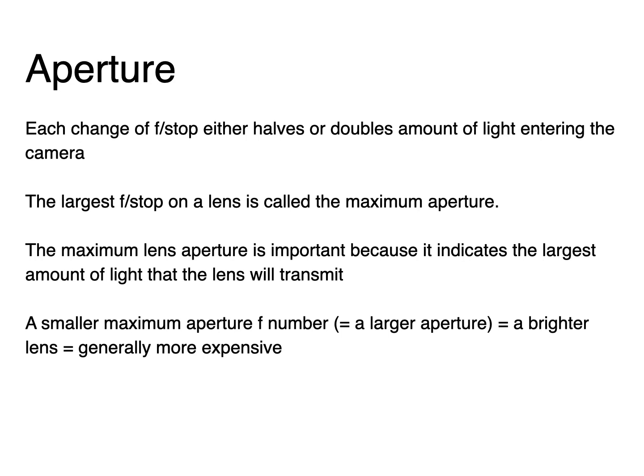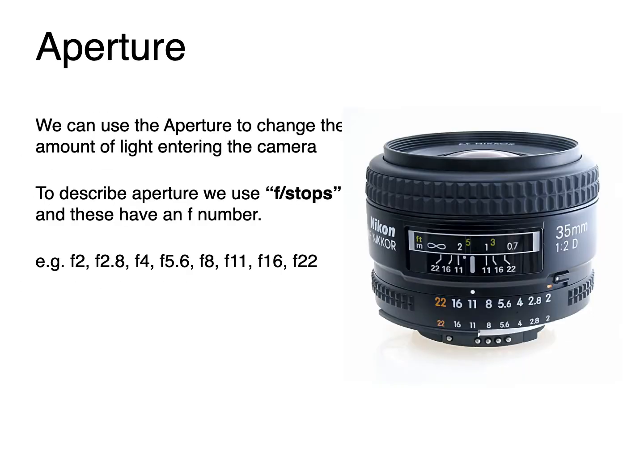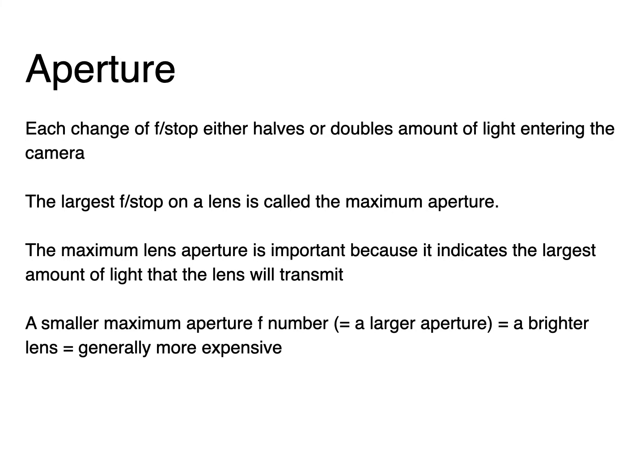So each change of f-stop either halves or doubles the amount of light entering the camera. The largest f-stop on a lens is called the maximum aperture. So if you see this camera lens, the maximum aperture is 22. The maximum lens aperture is important because it indicates the largest amount of light that the lens will transmit. A brighter lens generally costs more.